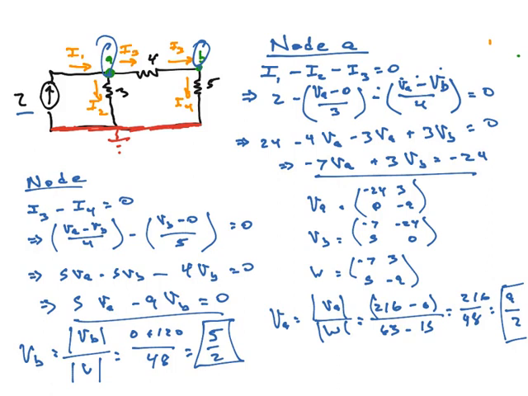Once all of that's done, then you're going to write an equation for each node of KCL, which says all the currents coming in are positive, all the currents going out are negative, set it equal to 0.